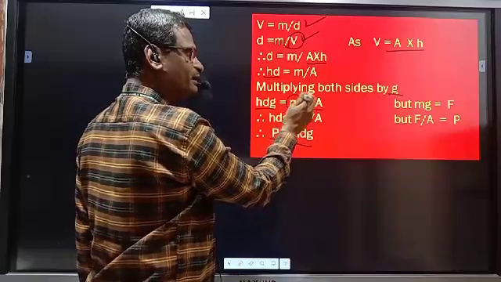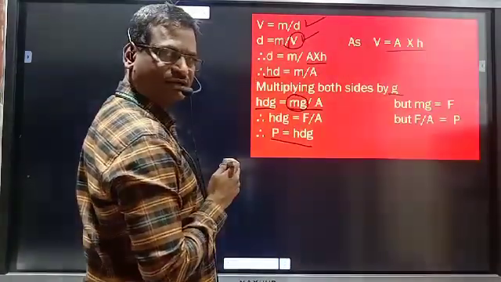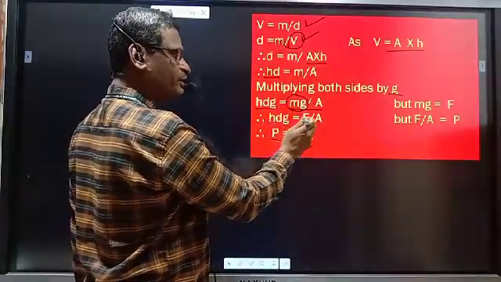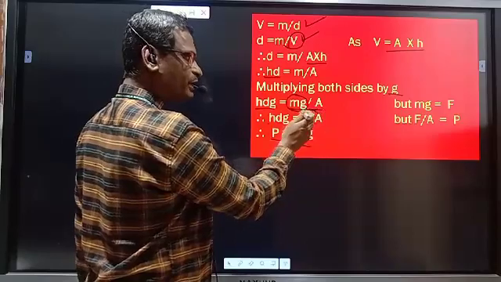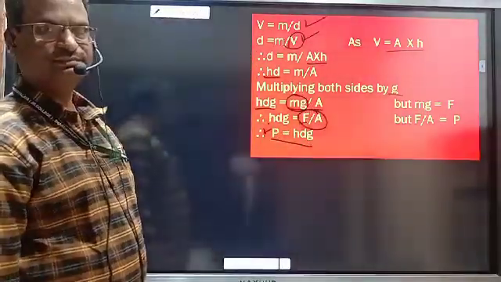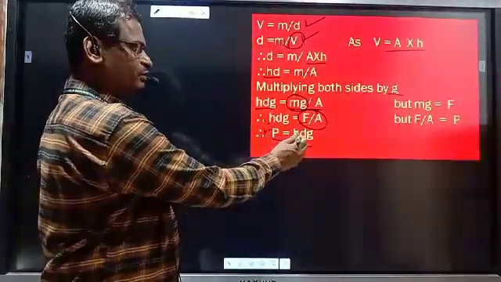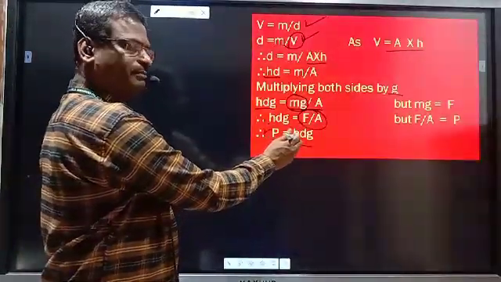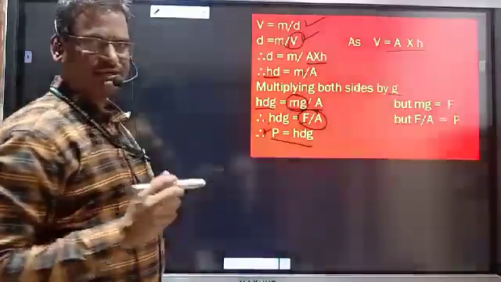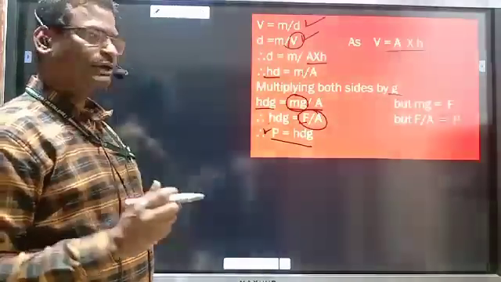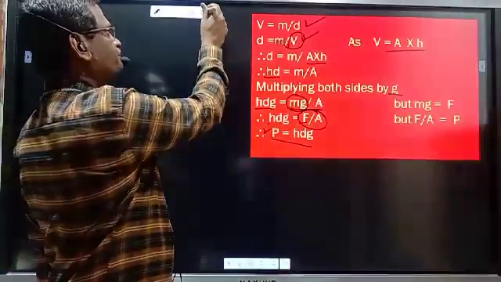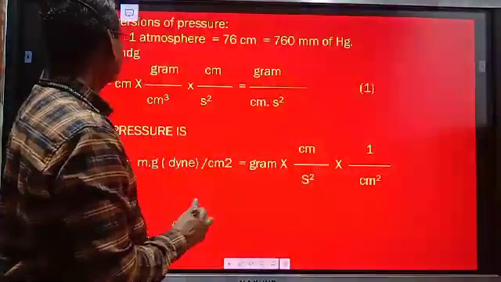What is mg? Mass into gravitational acceleration, that is force. So HdG is force per unit area, and force per unit area is nothing but pressure. That is how pressure is equal to HdG, height of mercury in the mercury manometer into density of mercury into gravitational acceleration. See it once again. I have included this part in your notes also. See it thoroughly.